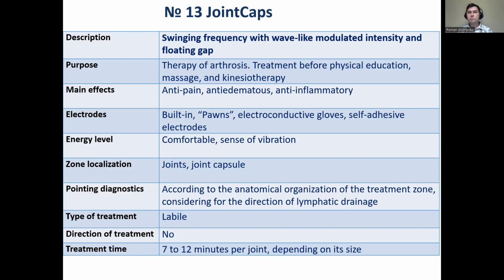We perform the treatment before physical education, before physiotherapy, before massage, and before kinesiotherapy procedures, which provides for faster rehabilitation. Comfortable energy level. We treat the joint capsule, so we go all around the joint. We go fully labile, so we're moving, we're not standing in one place, and we spend 7 to 12 minutes per joint, depending on its size.